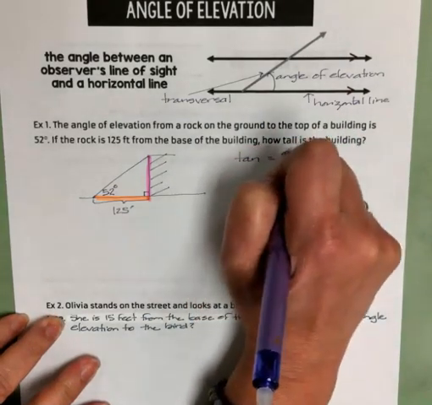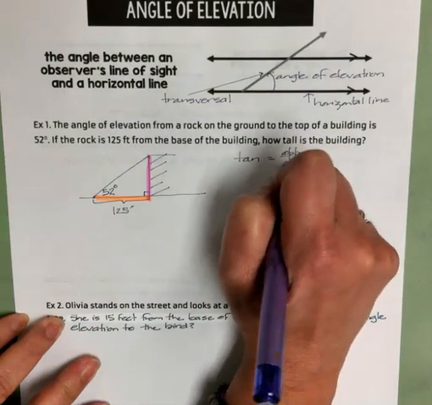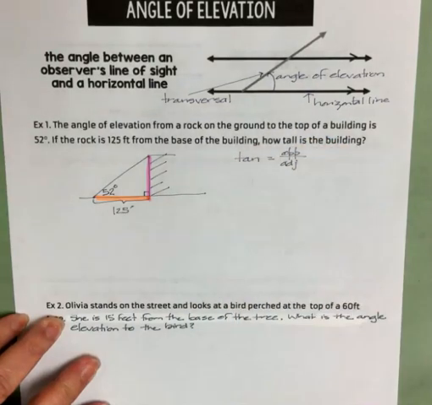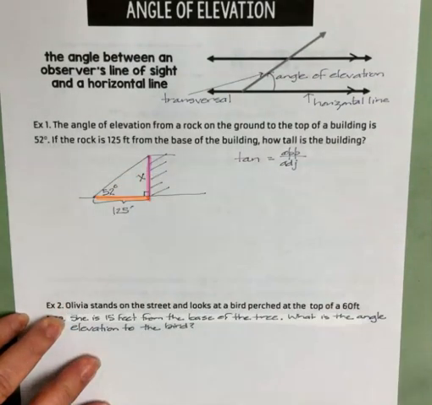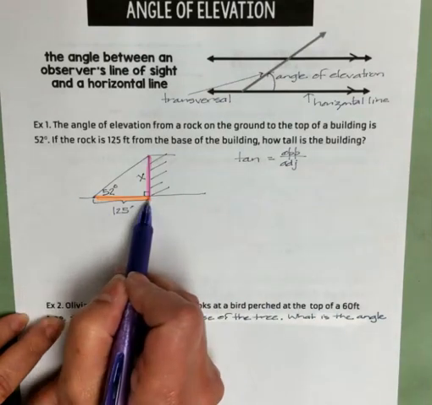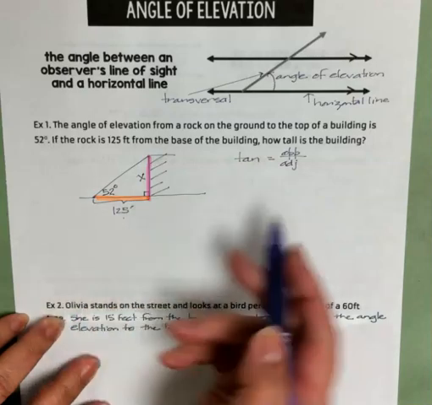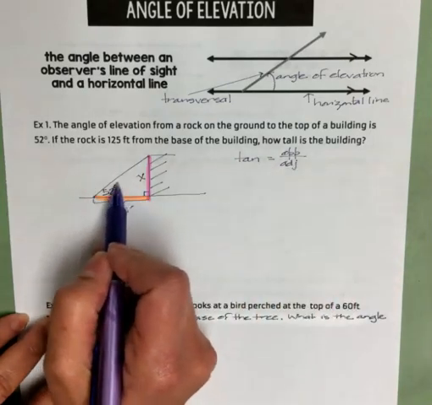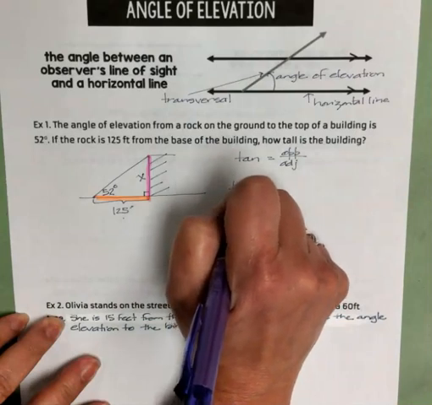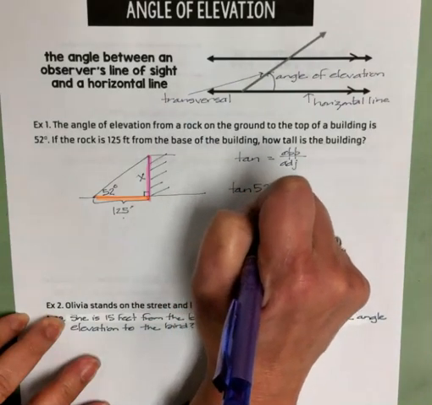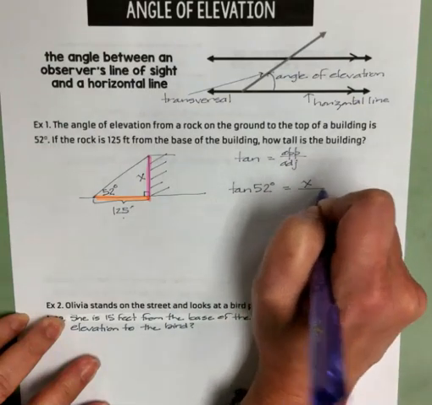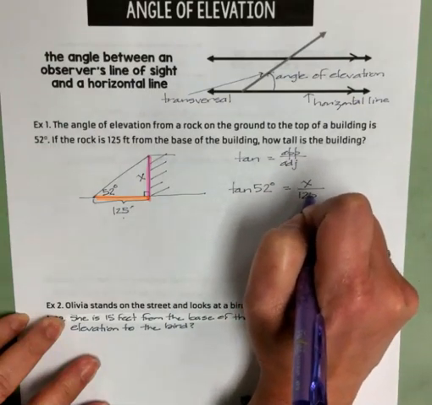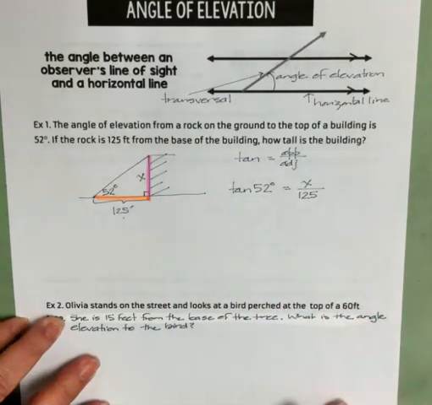Tangent, opposite over adjacent. So what we're looking for, the height of the building X, is the opposite side, and the distance of the rock to the building is the length of the adjacent side. And we have our angle here. So I'm just going to substitute in the information we know. Tangent of 52 degrees equals X over 125.